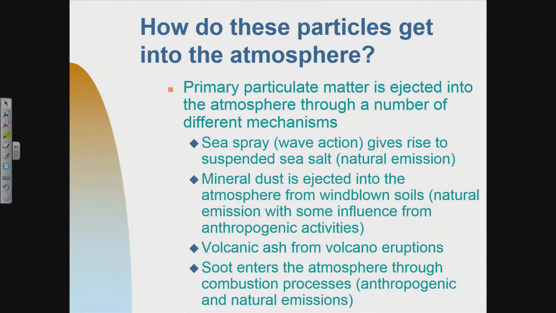Mineral dust is ejected into the atmosphere. There are a lot of dust storms occurring throughout the world in many of the desert regions, in Asia and Africa, but they can also happen in Phoenix or even in Iowa. And what happens there is that you have these windblown soils emitted into the atmosphere. You can think about this as a natural emission, but what I will tell you, and probably some of you may even know this, is that there's some influence from anthropogenic activities, from man's activities. So if you overgraze a land, you make it dustier, and so you can get more mineral dust into the atmosphere. We have volcanic ash.